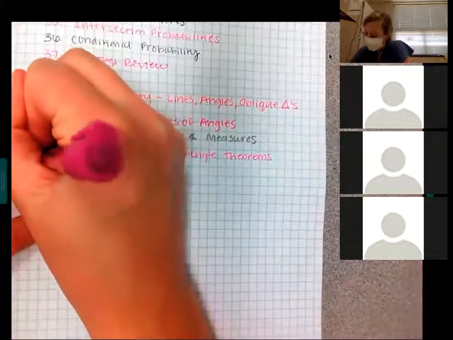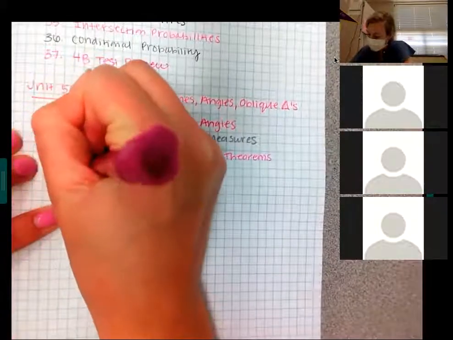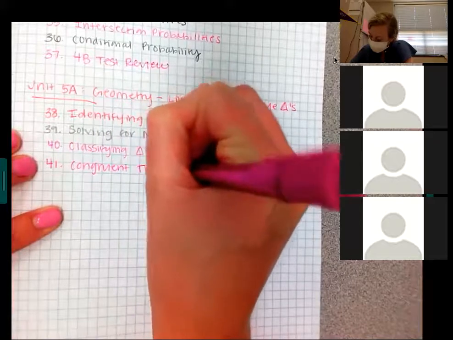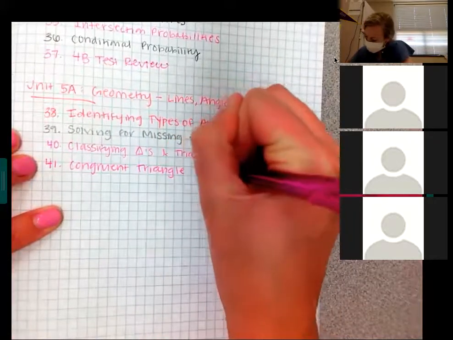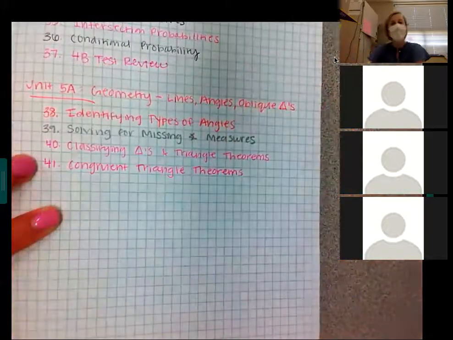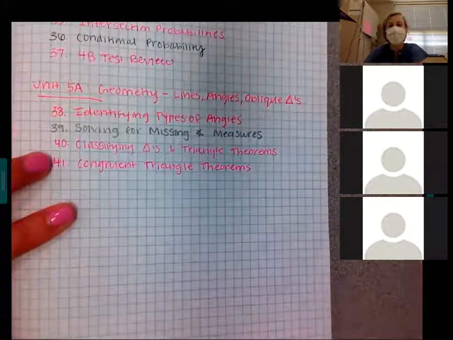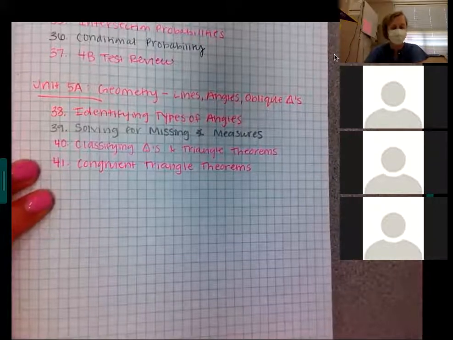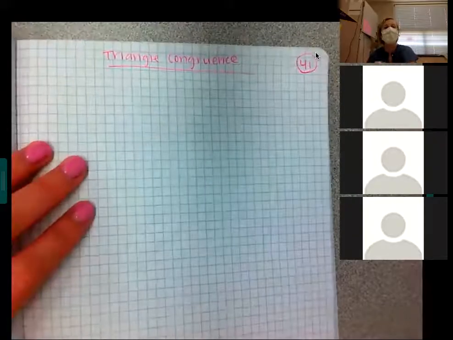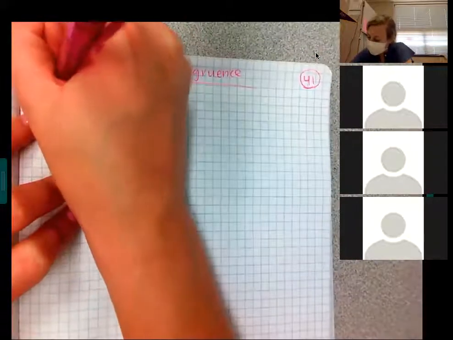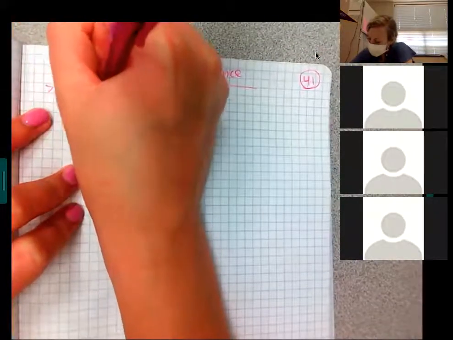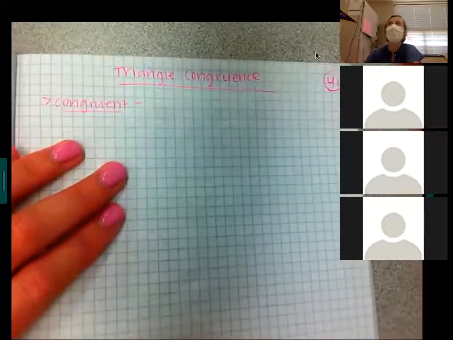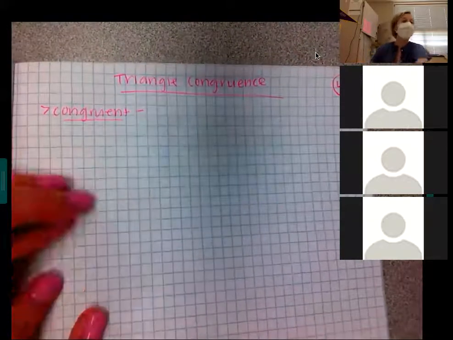So what we're talking about today, page 41, are congruent triangle theorems. So I'm gonna pause so y'all can copy that down in your table of contents, and then we'll get going. All right, so triangle congruence. The first thing we need to talk about, and I have said it before, I need to make sure y'all understand what the word congruent means. So what does the word congruent mean in geometry?